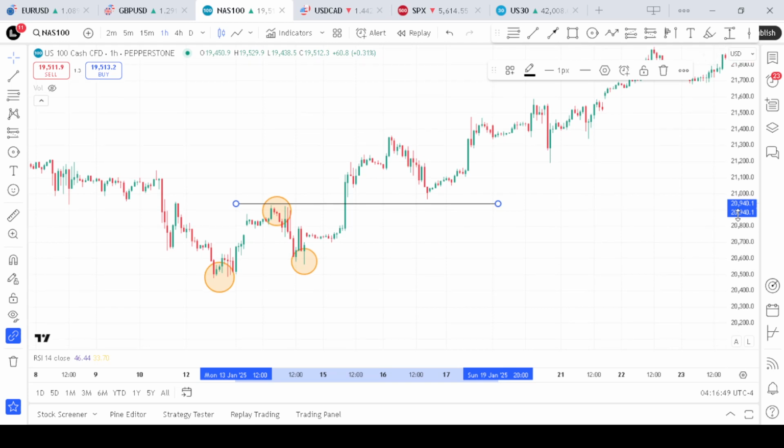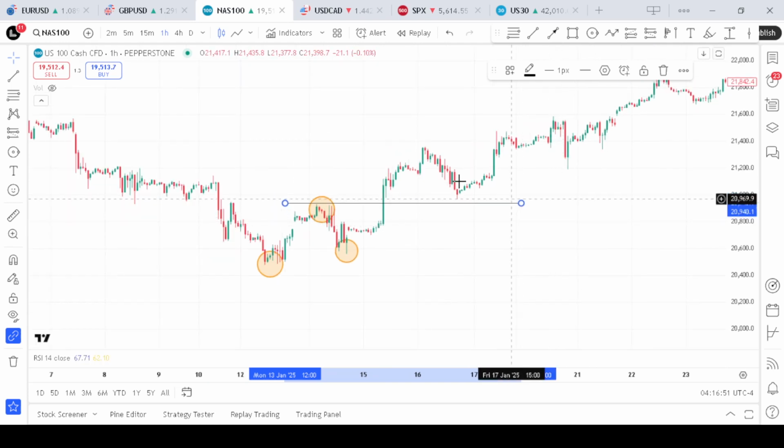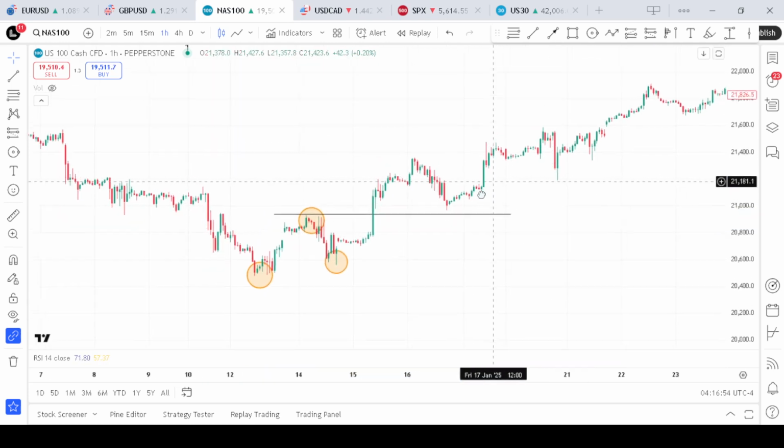Now, your entry rule: you enter the trade when price breaks above the hook in an uptrend or below the hook in a downtrend. In the case of an uptrend, we enter when price breaks above the hook.